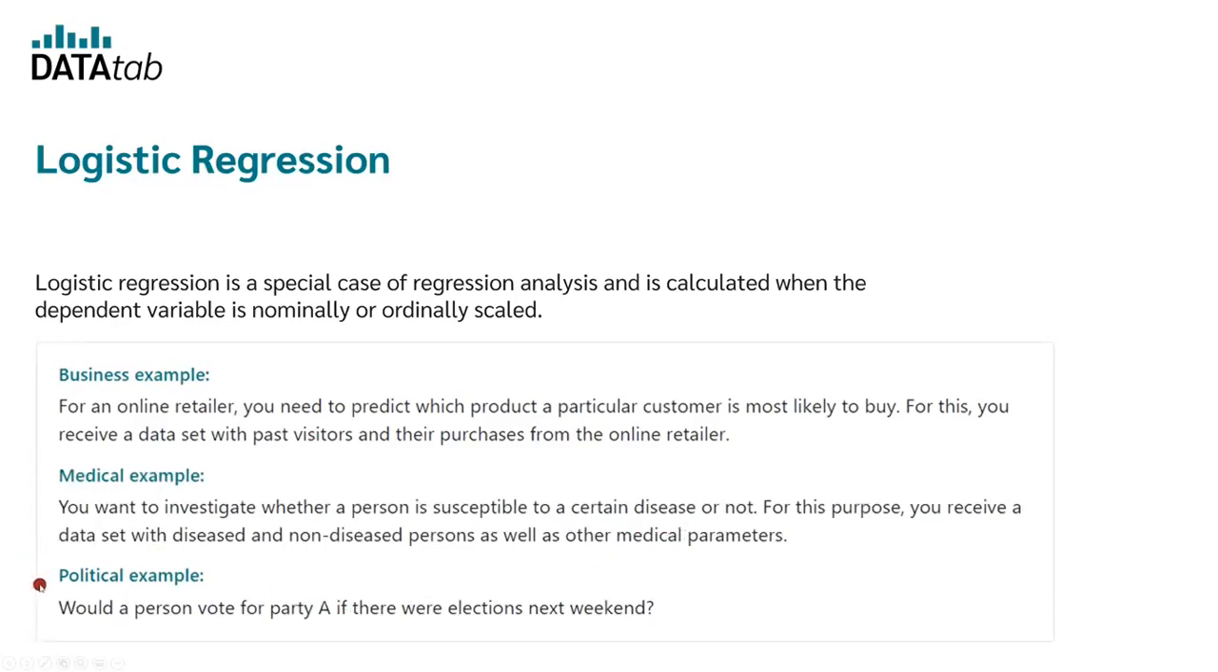And the last example comes from politics. The question could be, would a person vote for party A if there were elections next weekend? So again, a categorical dependent variable with yes and no as response options.